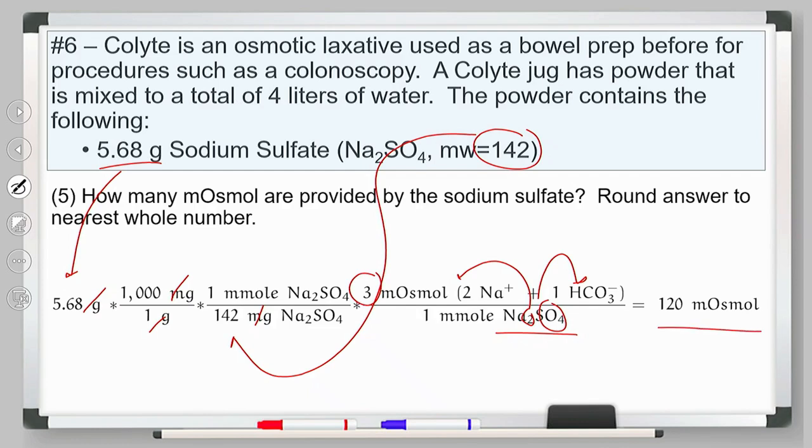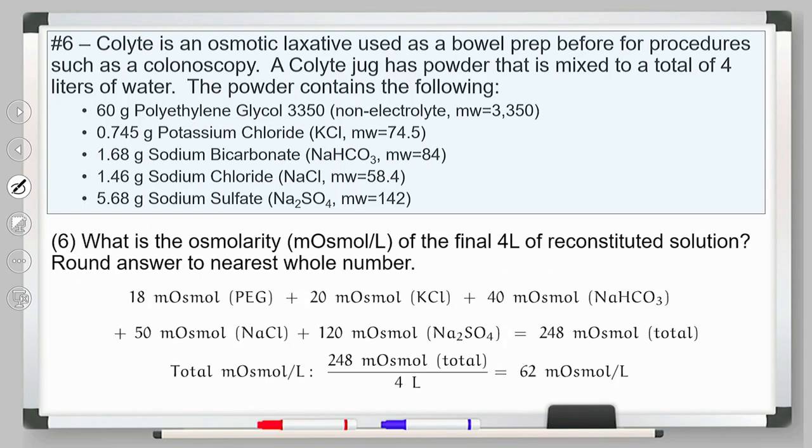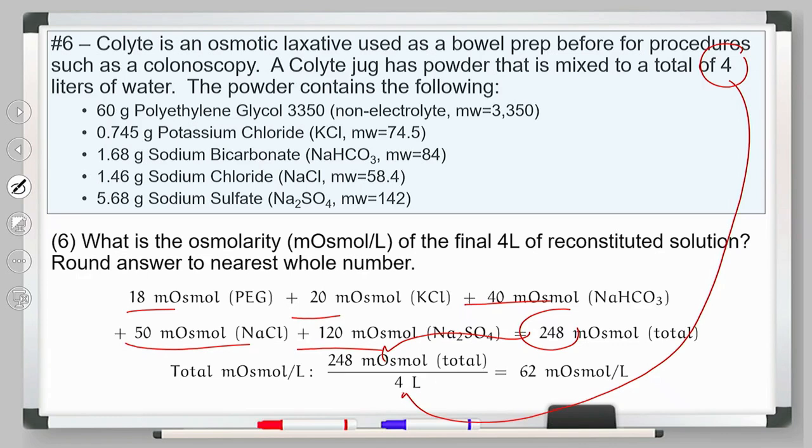That was the only trick out of this whole question. It's a little bit different than the rest of the ingredients. So you had 1 ingredient, the PEG, which was a non-electrolyte, so it's 1 to 1. We've had 2 ingredients, or was it 3? I can't count, that were basically 2 particles for every molecule, and 1 now that has 3 particles from every molecule. In the end, you have to add each of those ingredients up, so the PEG, the potassium chloride, the sodium bicarbonate, the sodium chloride, and the sodium sulfate. Add all that together, and remember, this was a 4-liter preparation, so we divide by 4. That gives you the milliosmoles per liter.